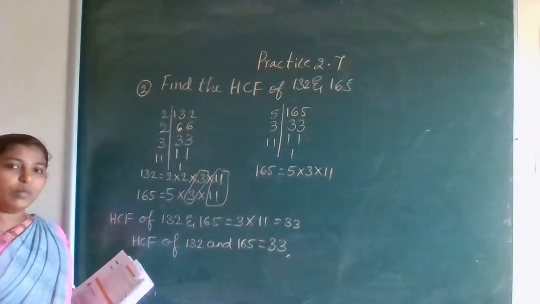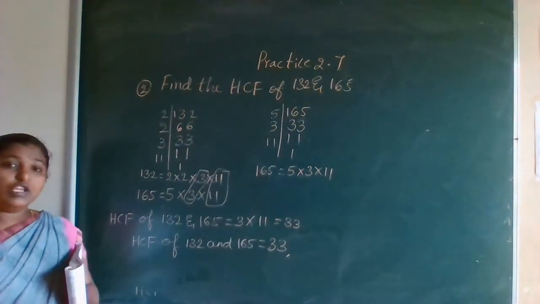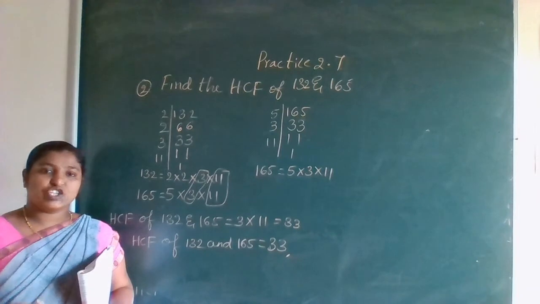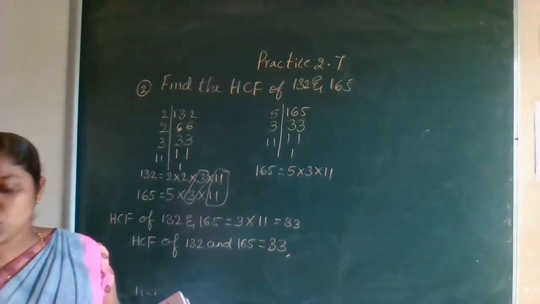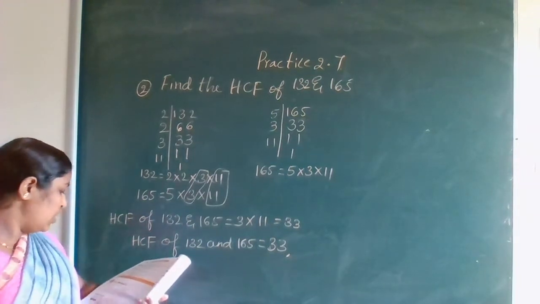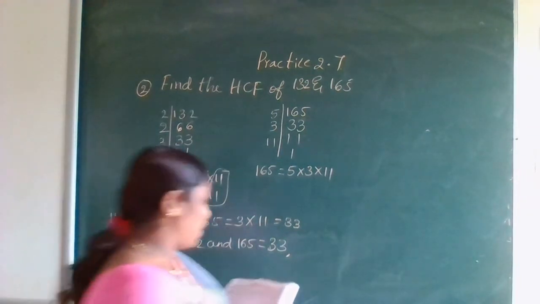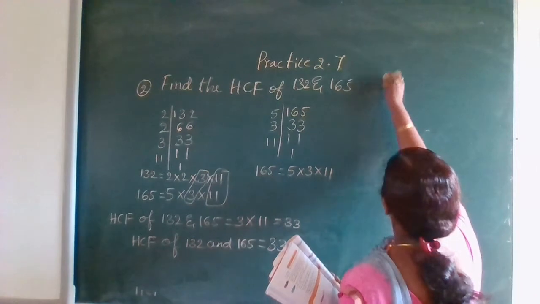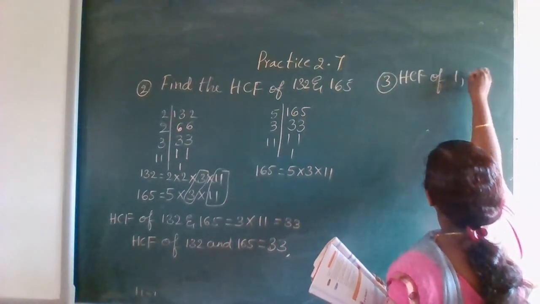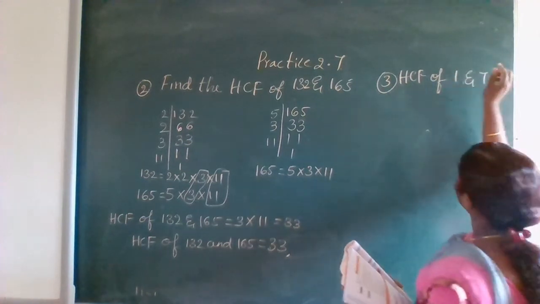This is the second problem. Okay? And you should come to know to do this on your own. This is HCF, highest common factor. And the next problem, 1 and 7. Third one. HCF of 1 and 7.